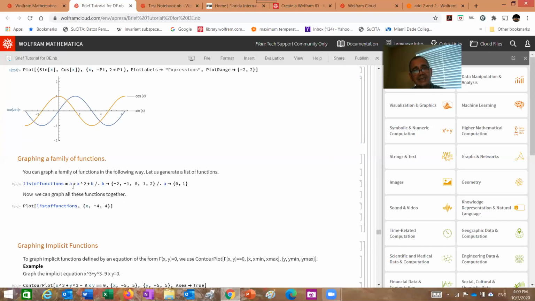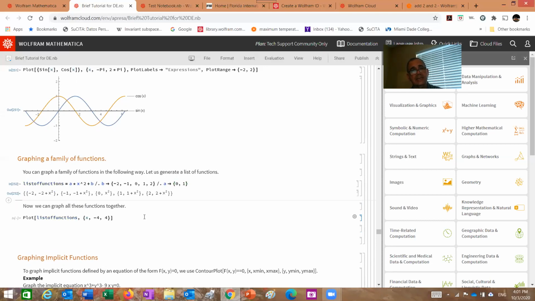of the form a times x to the second plus b, where we replace, remember this symbol means replace all. We are going to replace the values of b by all the values in this list. And then we are going to replace the values of a by all the values in this list. And then when we do that, we get a list of many different functions.